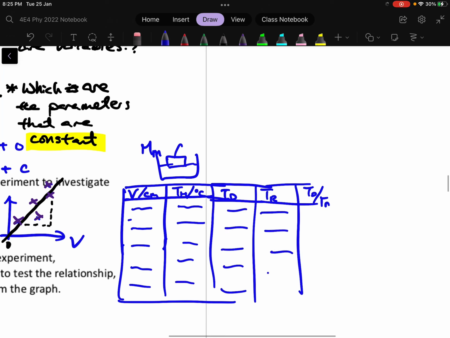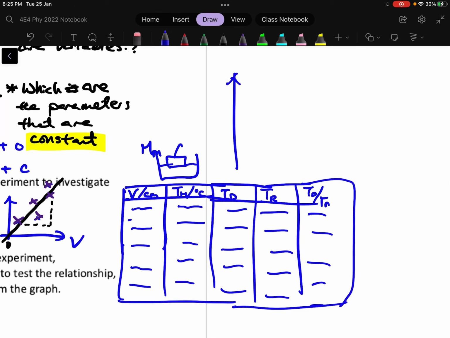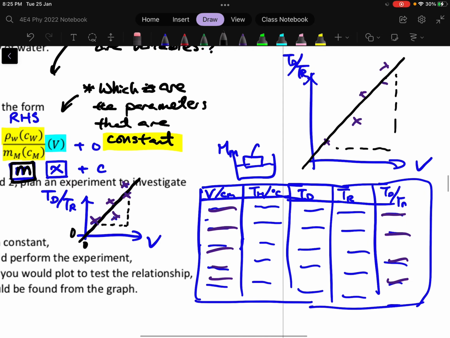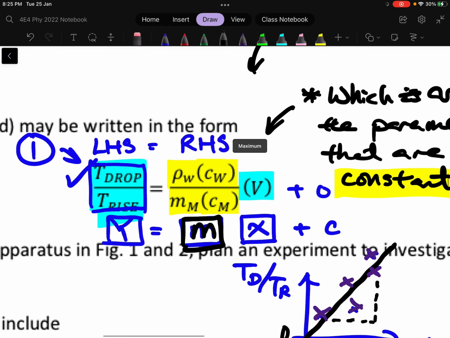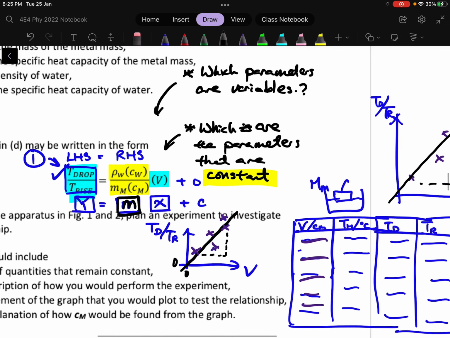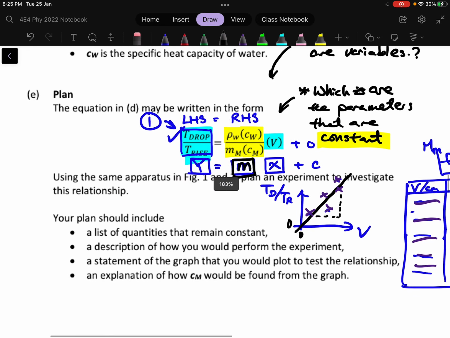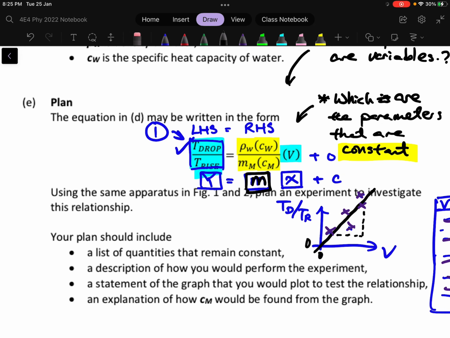So I will get data, and with this data I'm going to plot a graph of TD over TR and V, and then I would expect to see that all these data will give me a spread of points. And I know that if now I draw a best fit line through this spread of data points, if it is suggesting a straight line, then I can confirm that, well, the trend does suggest that it has a fixed gradient. And if it cuts 0, 0, then even better. It means that it is really matching the equation that is given to me, right?